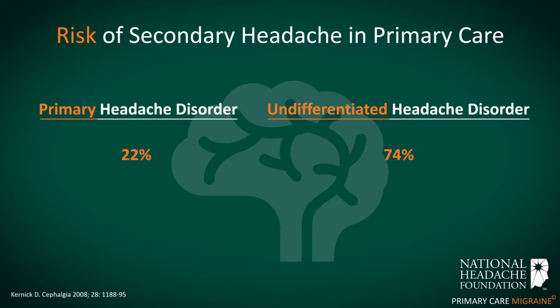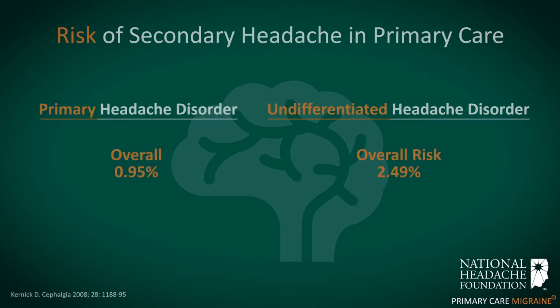Using diagnostic codes from the database, they identified any secondary headache disorder that occurred up to 1 year after the initial visit to determine the risk of a secondary headache disorder. They found this overall risk for a secondary headache disorder was 2.49% in those receiving an undifferentiated headache diagnosis and 0.95% in those receiving a primary headache disorder. One can conclude from this study the risk of a secondary headache disorder is quite low in primary care. However, if the clinician is uncertain of the headache diagnosis, then the risk increases by 2.5 times.